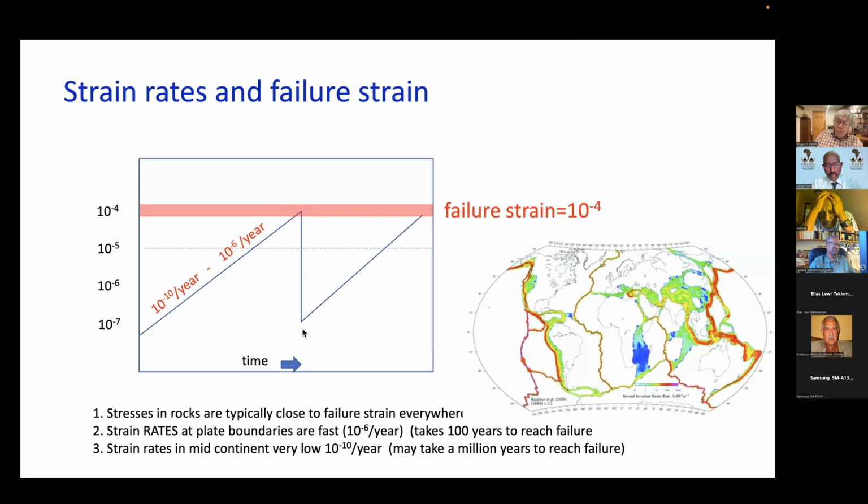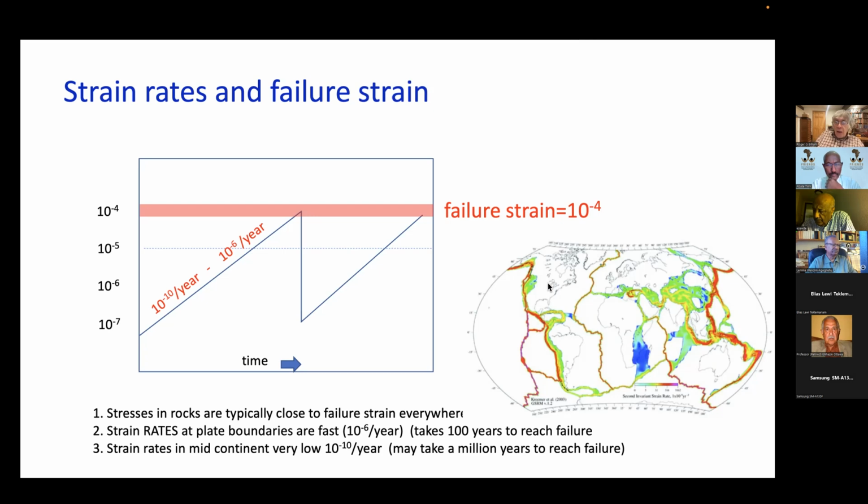And we feel that probably the rocks never quite get back to that completely relaxed condition of 0 strain, but they get to some low value. And then the process repeats. And the time it takes to repeat is called the renewal interval. And of course, the renewal interval depends on the strain rate.